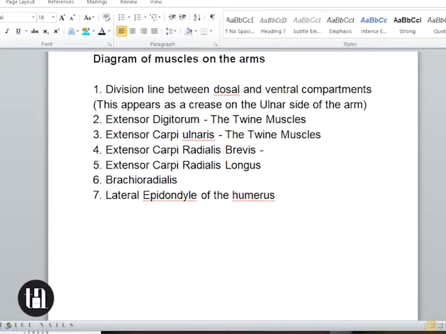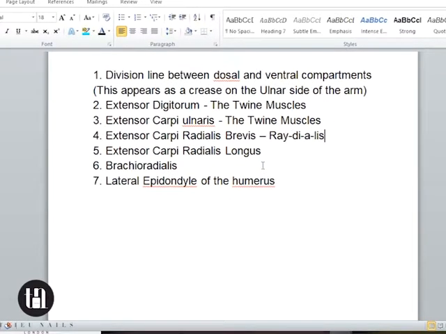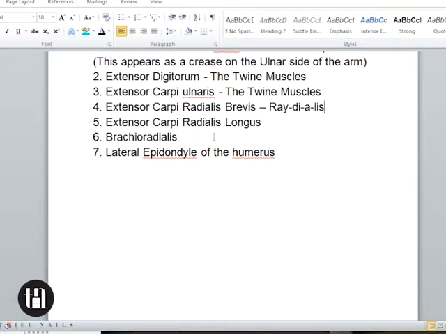So it's almost ray, this. So carpi radialis brevis. We then have the extensor carpi radialis longus. This one's quite a tricky word, so I'll write this out. Brachii, and then radialis. Brachioradialis. Okay.